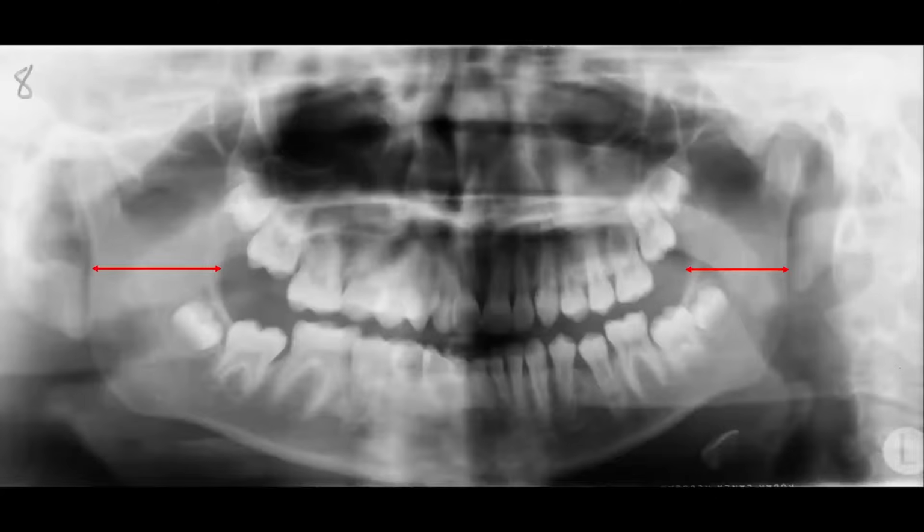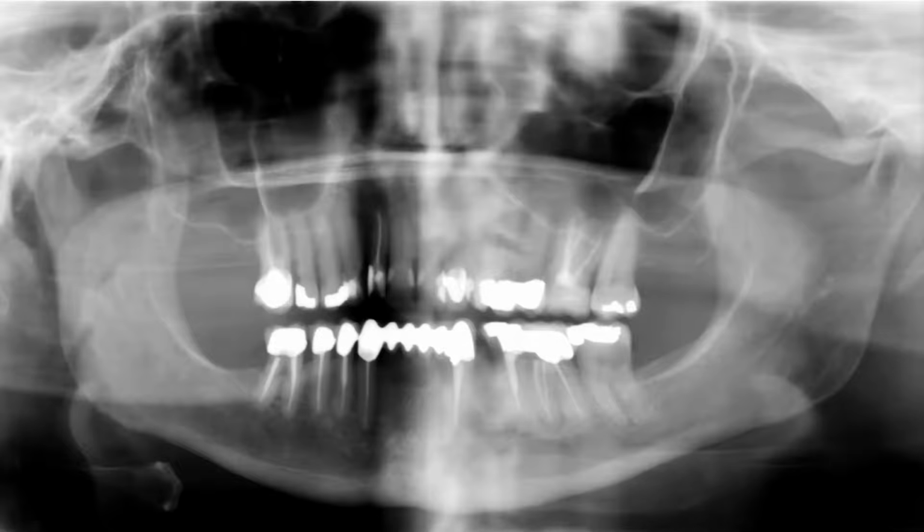So the patient is rotated. Look at the first molar on the right side versus the width of the first molar on the left side. The patient is rotated and the right jaw was away from the sensor, so that's why the right jaw is magnified. Remember that the further away from the sensor, the more the structures are magnified.